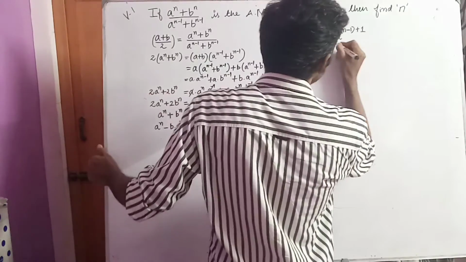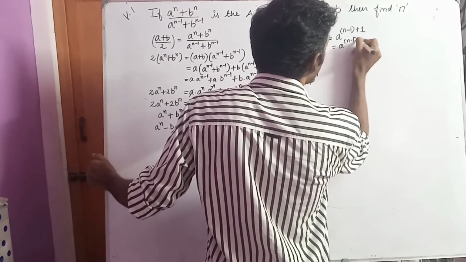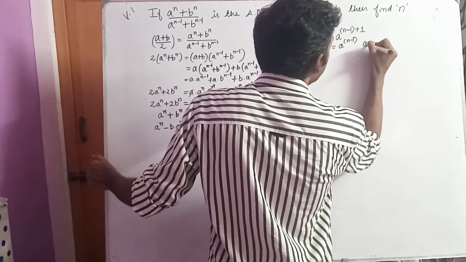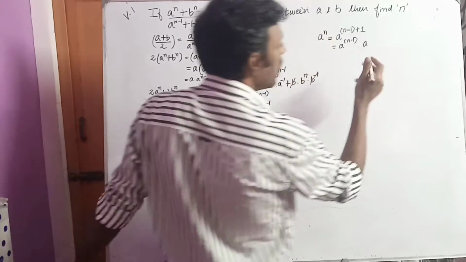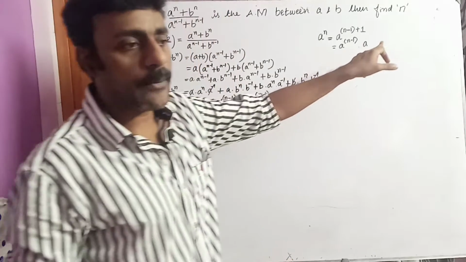Now again, in the second step, what I can write as a to the power n minus 1 into this 1 can be expressed as a to the power 1, which is nothing but a. So a power n minus 1 into a.